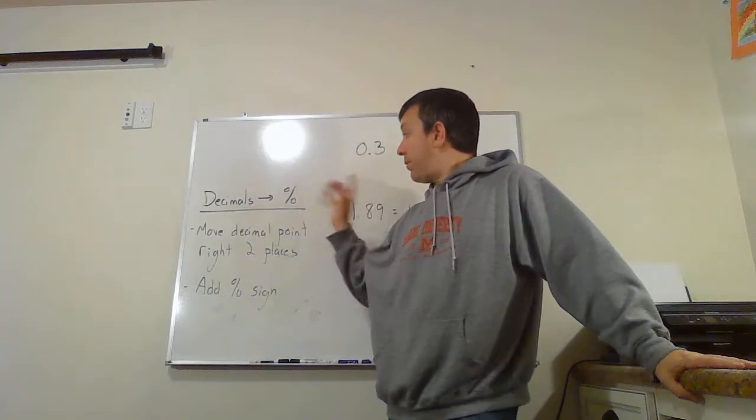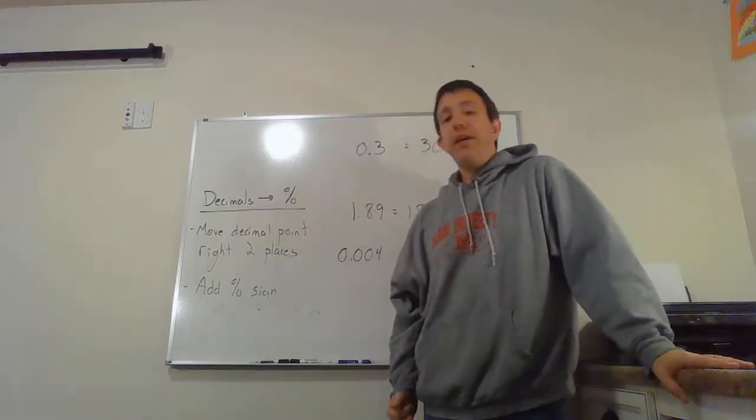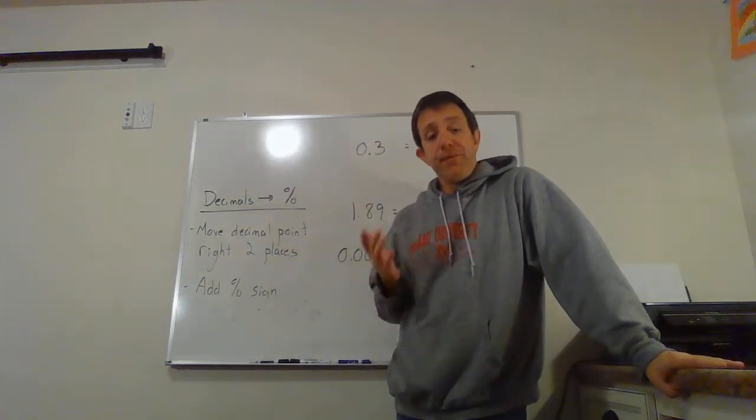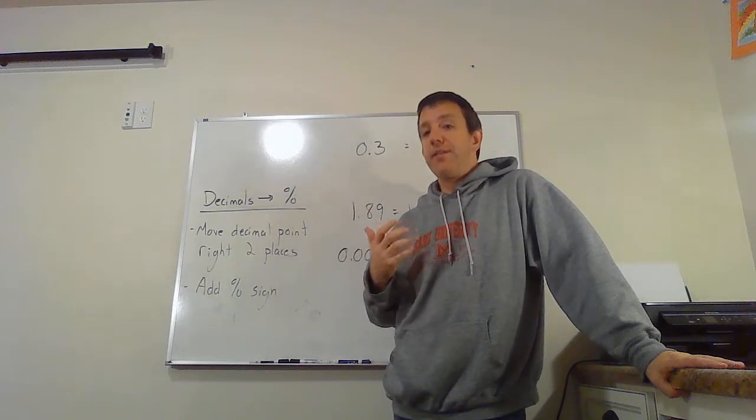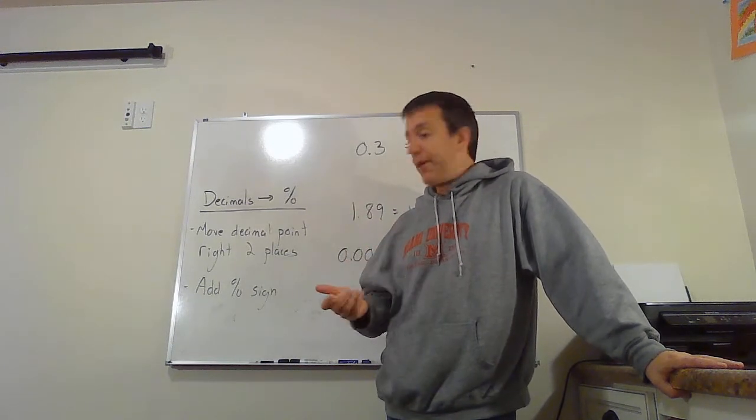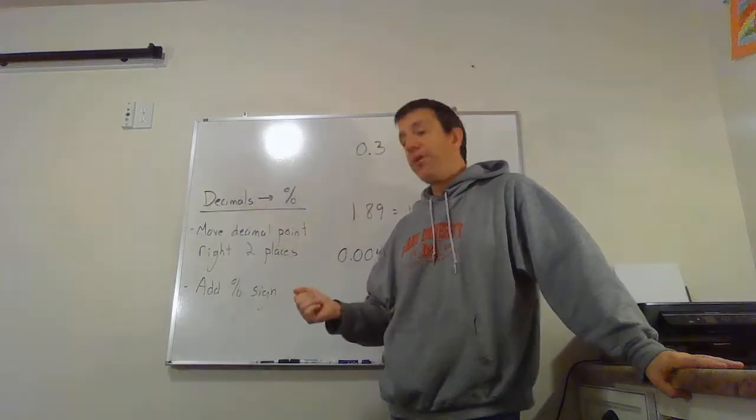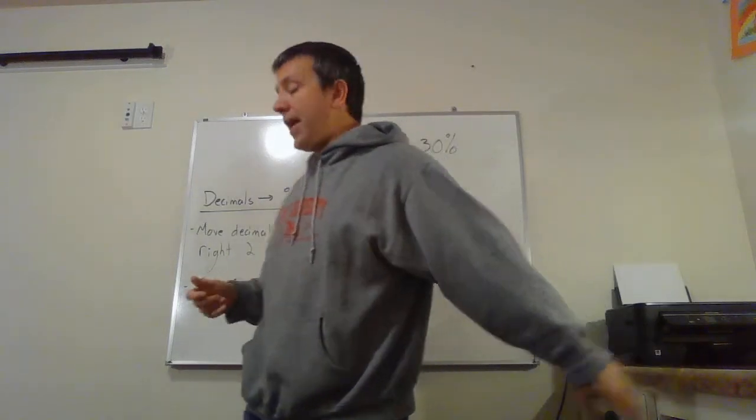All right, so now decimals to percents. This is the exact opposite of what we just did. Instead of moving our decimal point to the left, we're going to move it to the right. Instead of removing the percent sign, we're going to put it in. So move the decimal point right 2 places and add a percent sign.